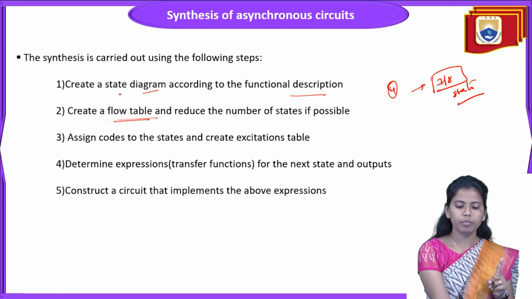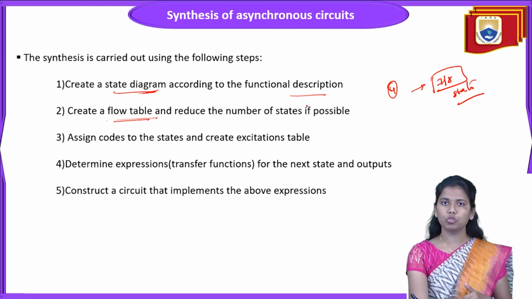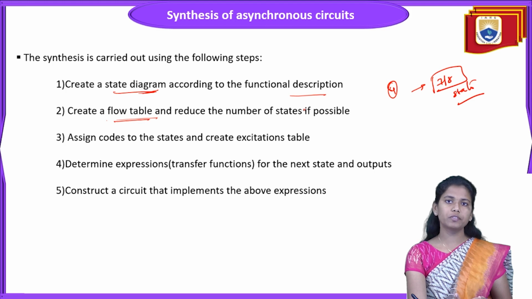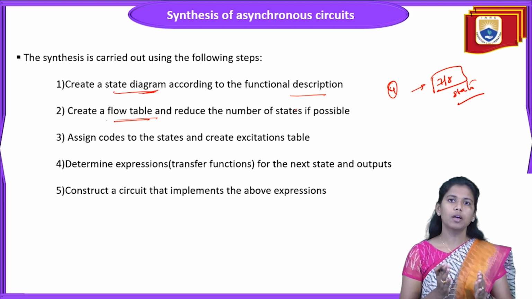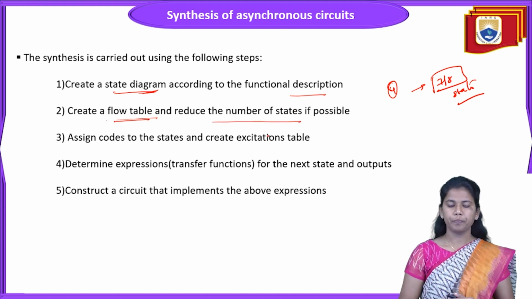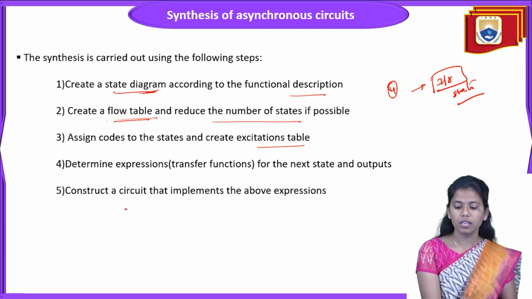Create a state diagram. The next thing is to create a flow table. In the flow table, based on the state diagram that you have, if there are more states, there is a possibility of reducing them to the minimum number of states. So here we can reduce the number of states if possible. And then assign codes to states and create the excitation table.